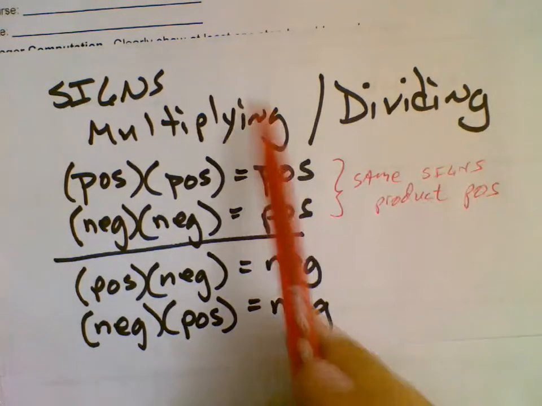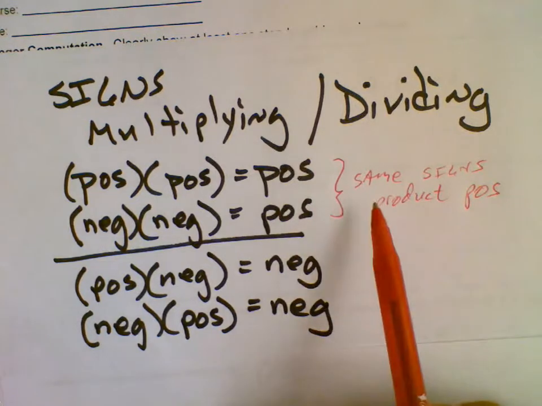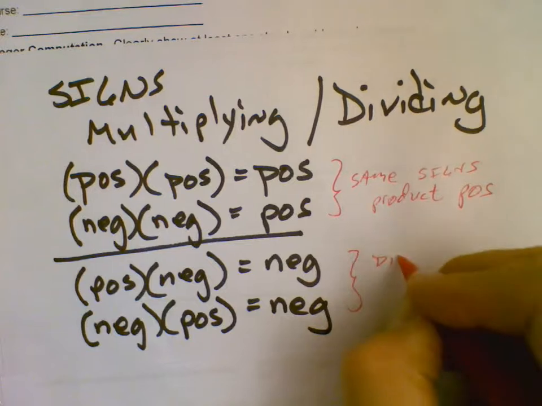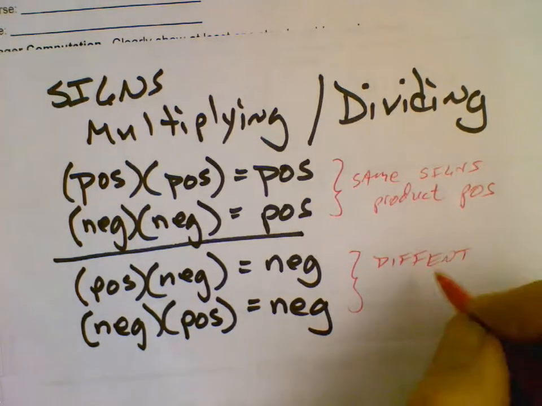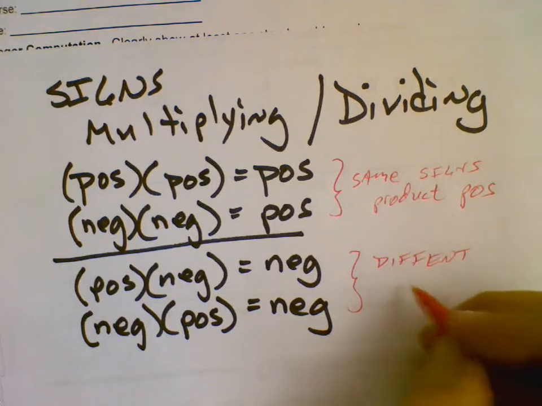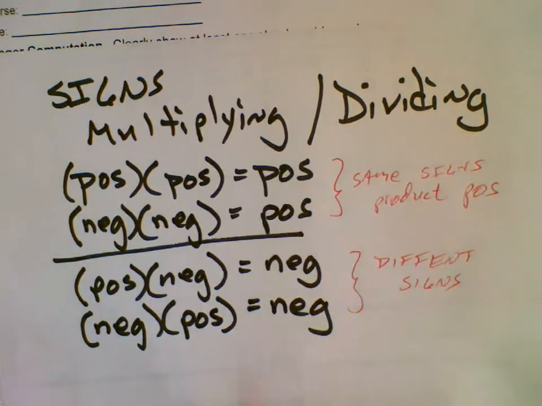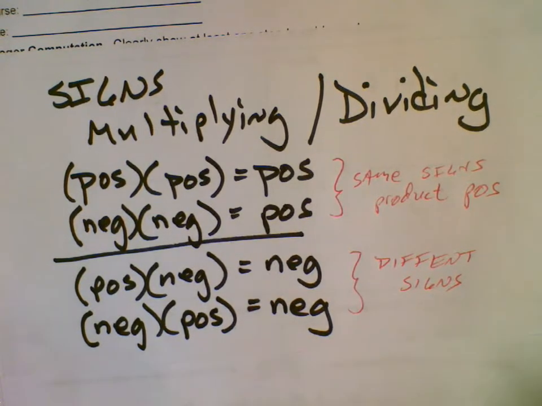Remember, we're talking about multiplying and dividing. We're not talking about adding or subtracting, just multiplying and dividing. When the signs are different, the answer will be negative when you multiply or divide. And we'll work through this as we do some examples here. So that has to do with knowing the signs when you multiply and divide. It's not quite the same when adding and subtracting.